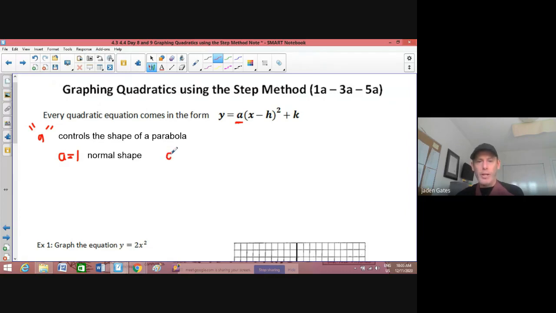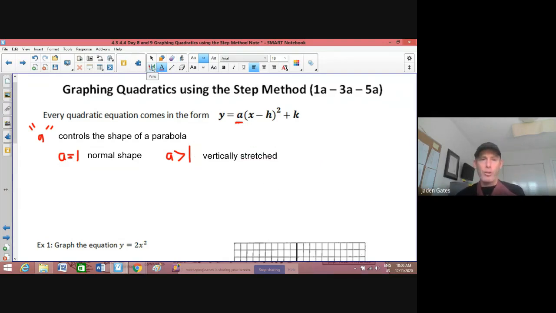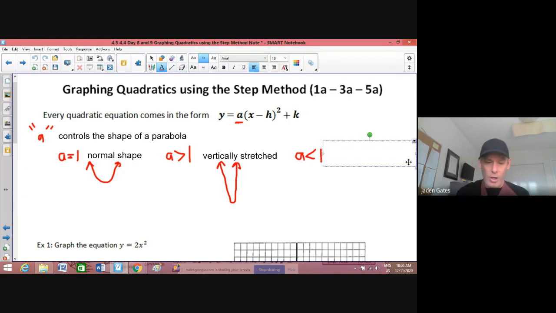What we could also have, though, is a is greater than 1. And what happens, and I'm going to explain why this happens, is your parabola is called vertically stretched. It is like somebody grabbed the top and the bottom of your parabola and pulled at it. If you have a normal shape, you've got something like this, but a vertically stretched shape, you get something like this. It's going to look different. Now the third option, because I said there were 3 of them: a equal to 1, greater than 1, or less than 1. What happens is your parabola's the opposite. It is called vertically compressed.